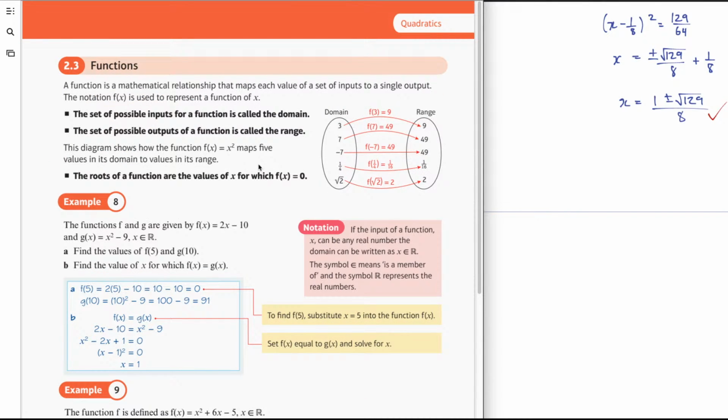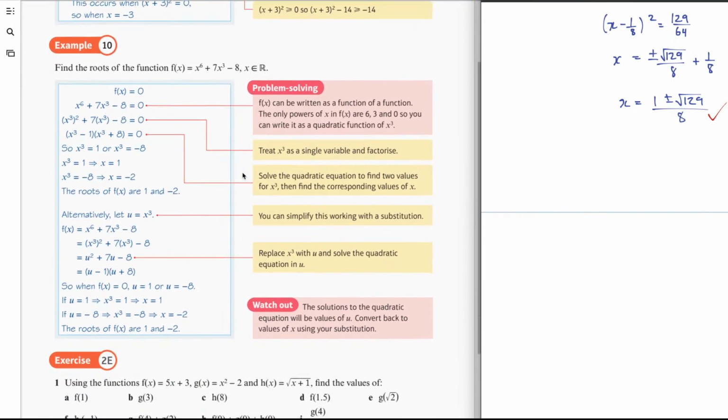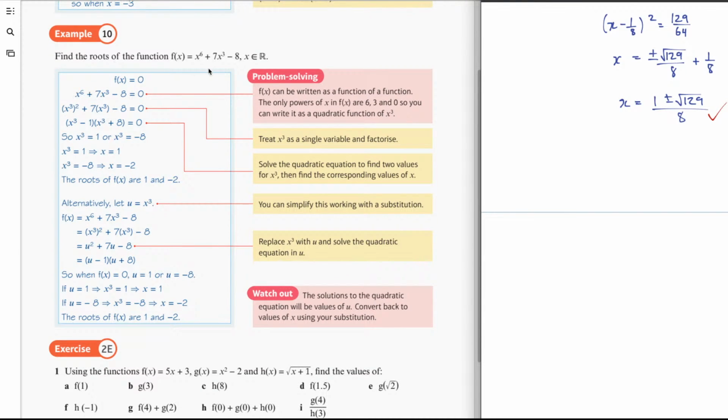Okay, and we're up to 2.3. I think I'm going to end going through the textbook there. I'll leave functions up for tomorrow to go through. So tomorrow we'll be talking about functions, what a function is, and finding the roots of functions.